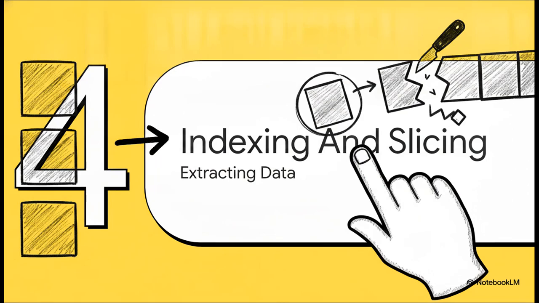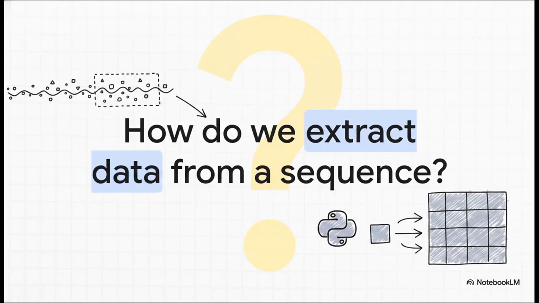Which brings us to Section 4, indexing and slicing. Because what happens when you only need a tiny, specific piece of that sequence? So, how do we actually extract that specific chunk of data? Well, this right here is where we truly unlock those NumPy basics. Manipulating arrays relies entirely on mastering these core Python extraction methods.